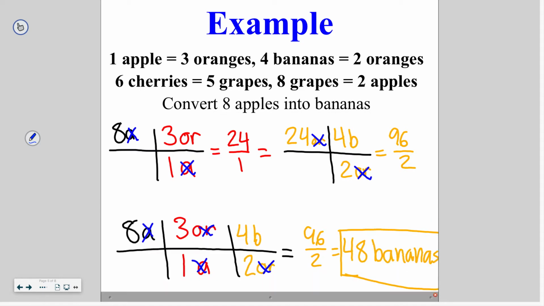So up top, I'm showing how to do it step by step, going apples to oranges and oranges to bananas. And on the bottom, it shows it all as one step. Either way, you end up with 48 bananas.